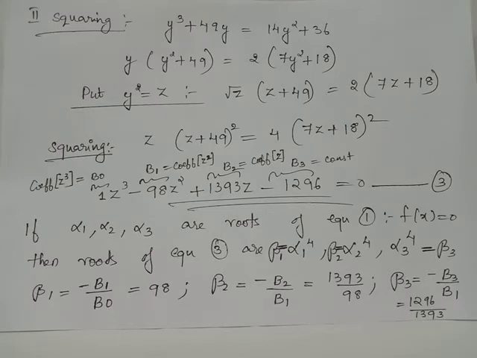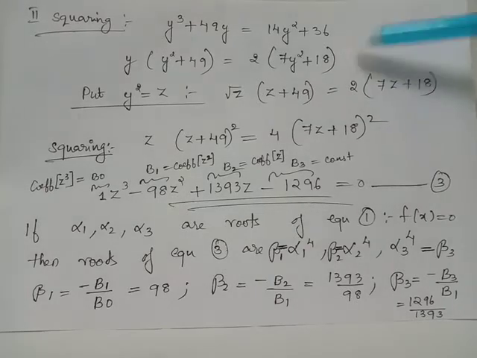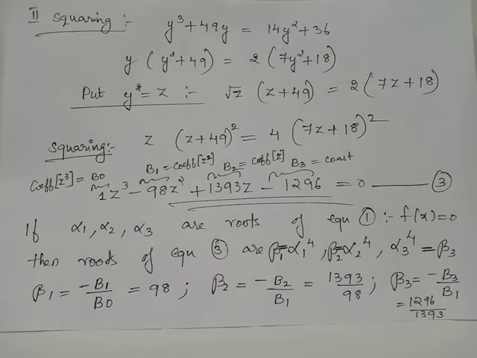Here we can rewrite it as y multiplied by y square plus 49 equals 2 times 7y square plus 18. When you make the assumption y square equals z, this equation can be rewritten as root of z multiplied by z plus 49 equals 2 times 7z plus 18. Here, in order to make this equation free of square root, when you square both sides of the equation, you get z multiplied by z plus 49 the whole square equals 4 multiplied by 7z plus 18 the whole square. On simplification, this equation becomes z cube minus 98z square plus 1393z minus 1296 equals 0. Let us call this equation 3.